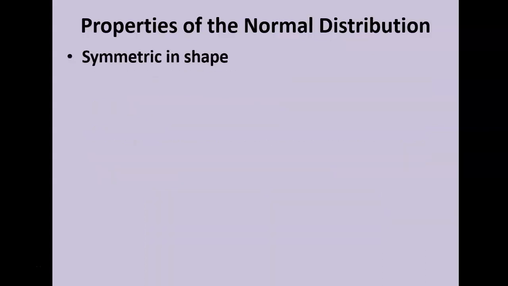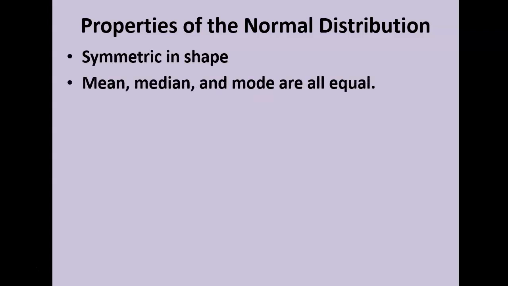Properties of the normal distribution. First off, as we said, it's symmetric in shape. The neat thing about it, the mean, the median, and the mode in a perfect situation. Now, sometimes they'll be very close to each other, but when we have a normal distribution, and it's truly a normal distribution, the mean, median, and mode will all be in the same location. They're all equal in value. If they're slightly off, you're going to not be quite perfectly normal with regard to the distribution.